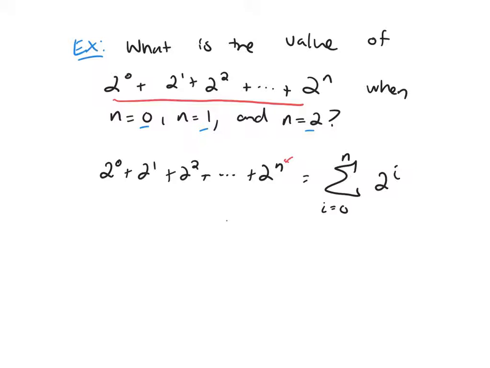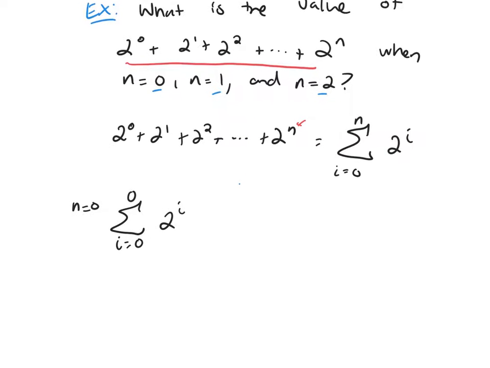So let's plug in. If n equals 0, we're summing, and remember, we saw an example of this before. If your upper and lower bounds are the same, it's really just one number. It's 2 to the 0, or just 1. So there's really nothing for you to add here.